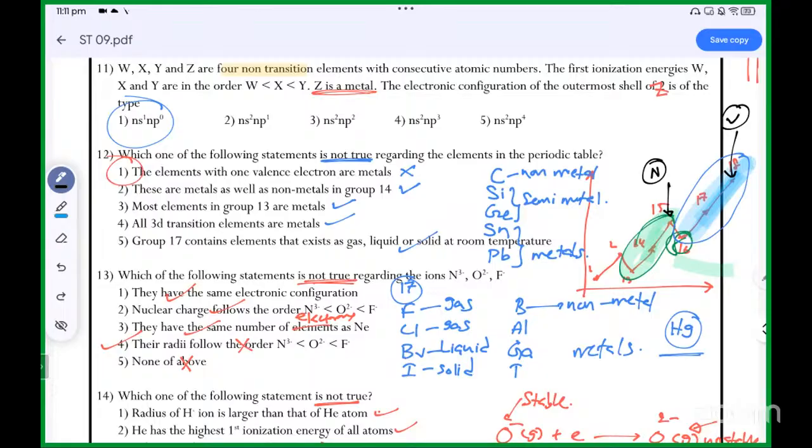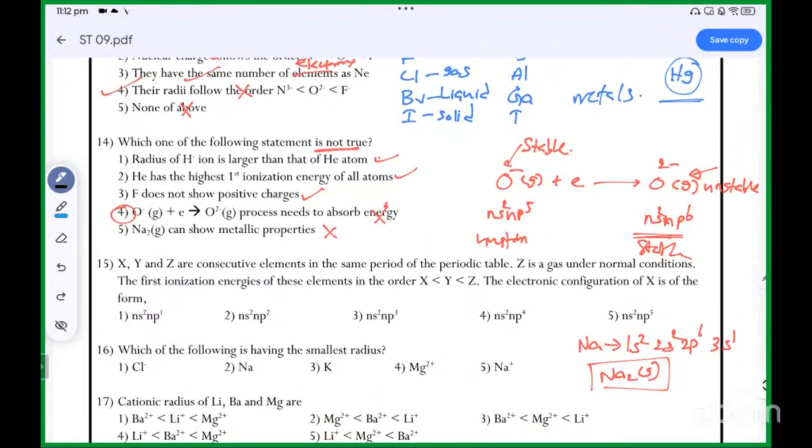X, Y, Z gradually consecutively increasing. They are consecutive elements. So Z is a gas means it could be a candidate in the 15th group, or it could be a candidate in the 18th group as well. But we have been asked what is the configuration of X. So X could be either in the 13th group or in the 16th group. If it is in the 13th group, electronic configuration should be ns2np1. Answer can be this one, or it could be from the 16th group. 16th group means ns2np4. So either 1 or 4 are correct answers.